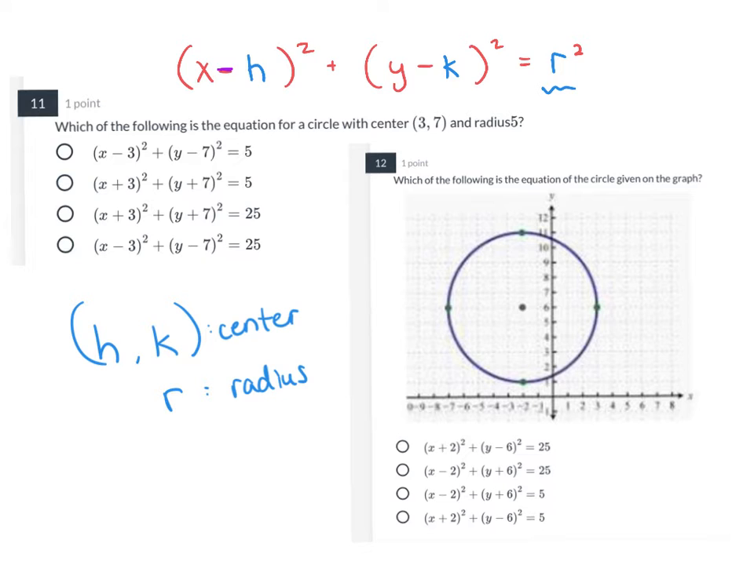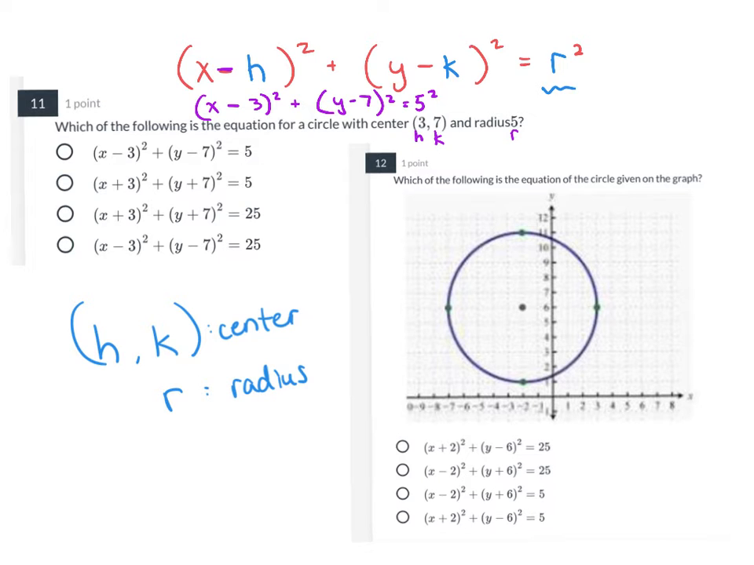is the equation for a circle with a center, that means H is 3, and K is 7, and R is 5. So I'm just going to fill in the blanks. X minus, because the equation tells me it's a minus, X minus 3 squared. Plus, this says Y minus K, so Y minus 7 squared equals R squared. So that's 5 squared. So I have to find the equation in here that says X minus 3 squared plus Y minus 7 squared equals 5 squared.